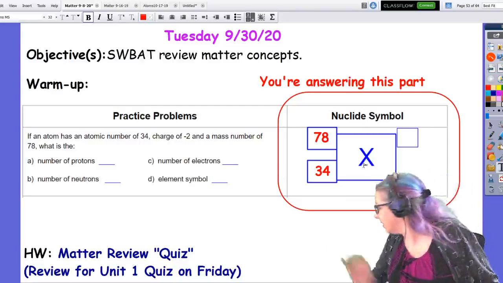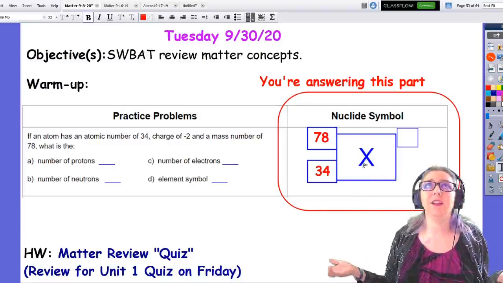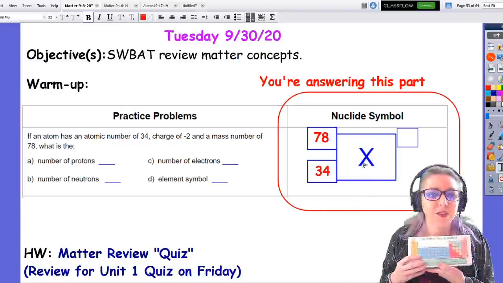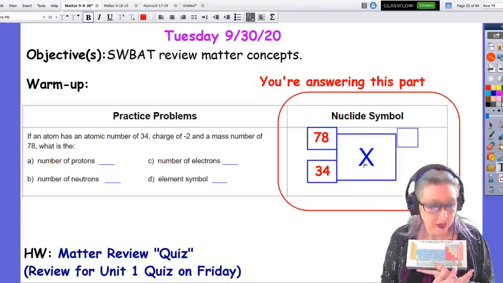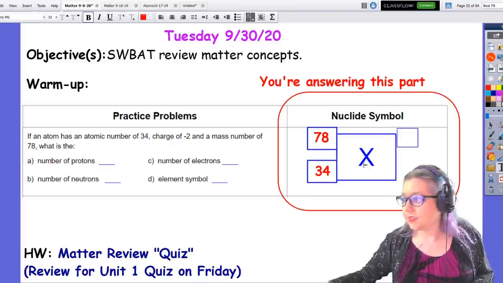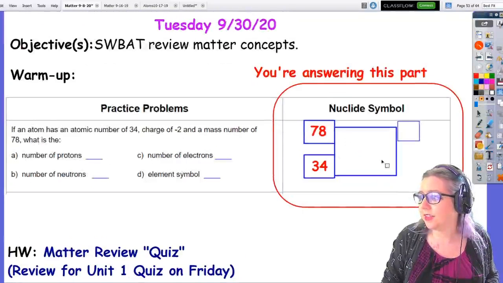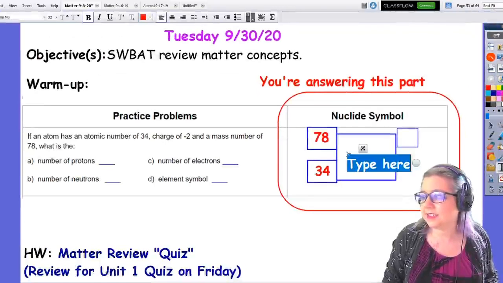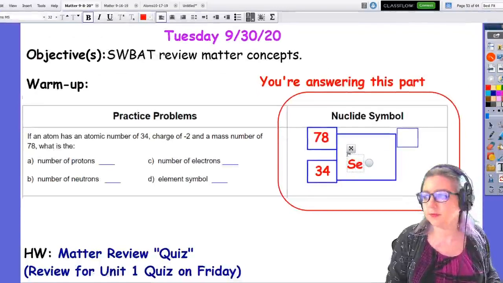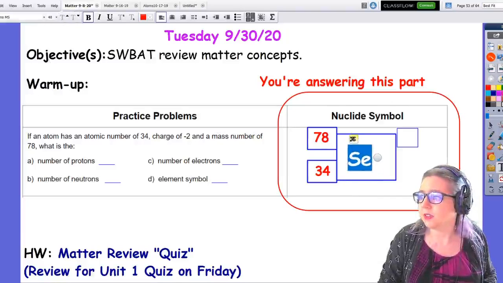Personally, I have, you'll never believe this, periodic tables all over my house. So if I look up number 34, it's over here on this side of the periodic table. Its symbol is capital S, lowercase e, selenium. Chicken is actually a very good source of selenium. We need it in our diets.